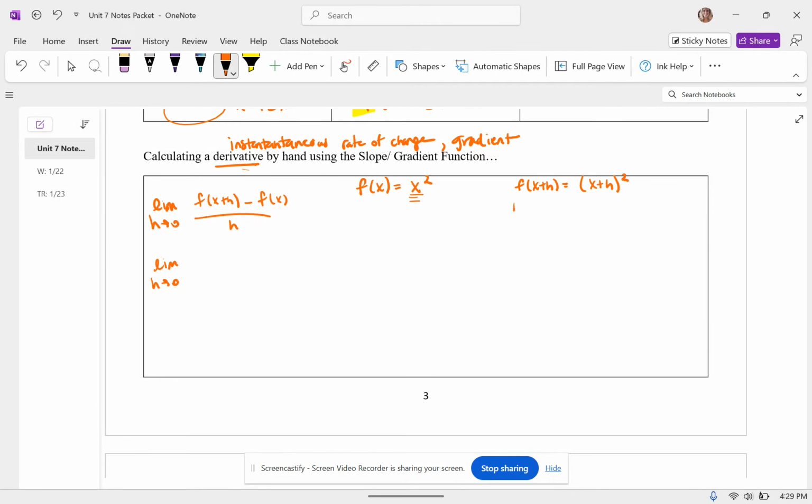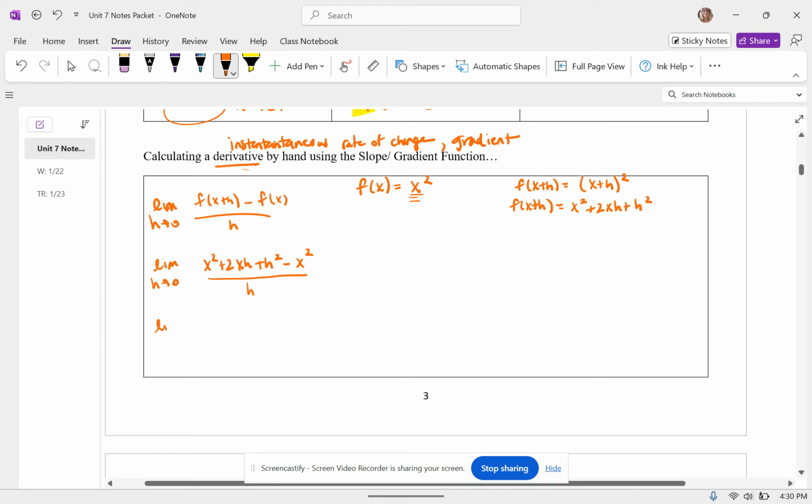I would have to expand that out, and I would get f of x plus h is equal to x squared plus 2xh plus h squared. Okay, so I've got x squared plus 2xh plus h squared minus x squared for f of x all over h. Now I know that I'm going to have to do some algebraic manipulation, because if I plug 0 in as is, I'm going to get an indeterminate form.